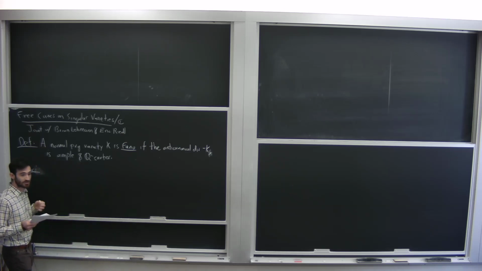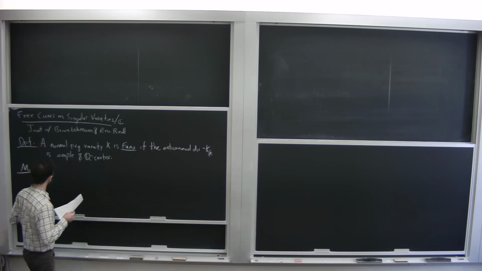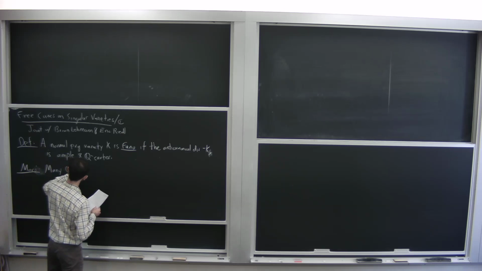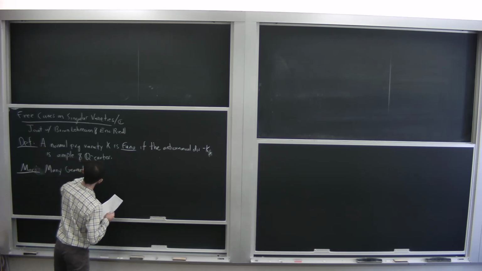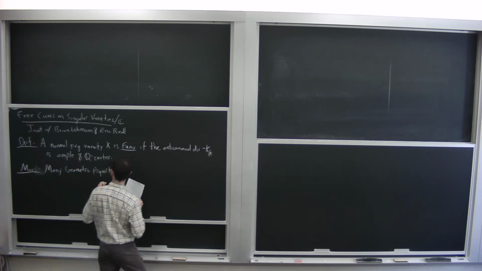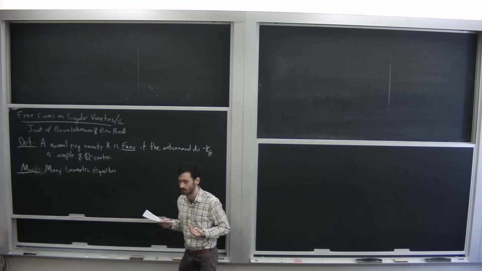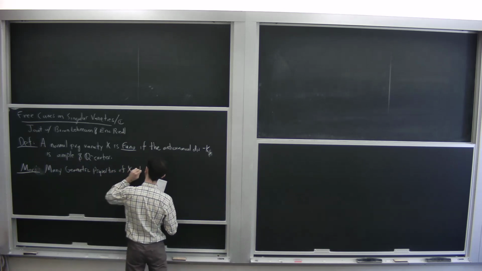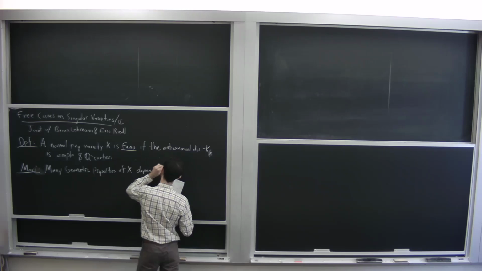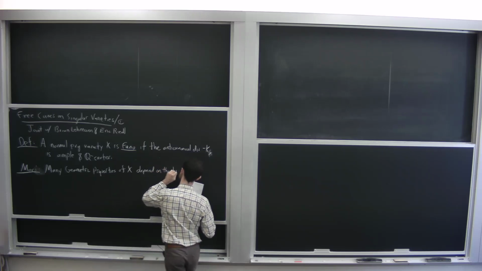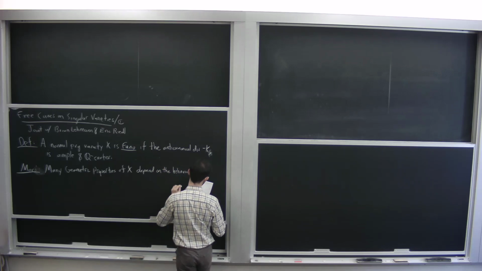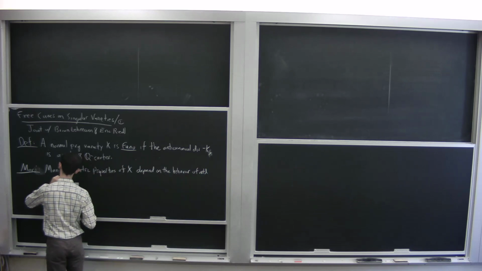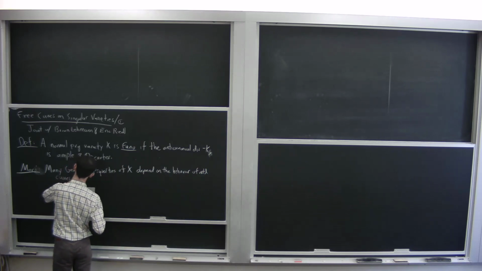Finally, Mori came around and revolutionized how we think about them. What Mori realized is that many geometric properties that people had begun to study about Fano varieties X depend on the behavior of rational curves it contains.